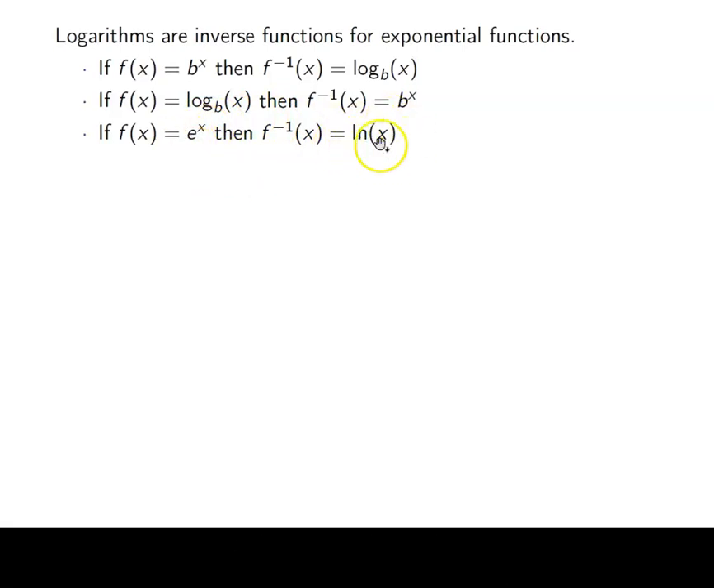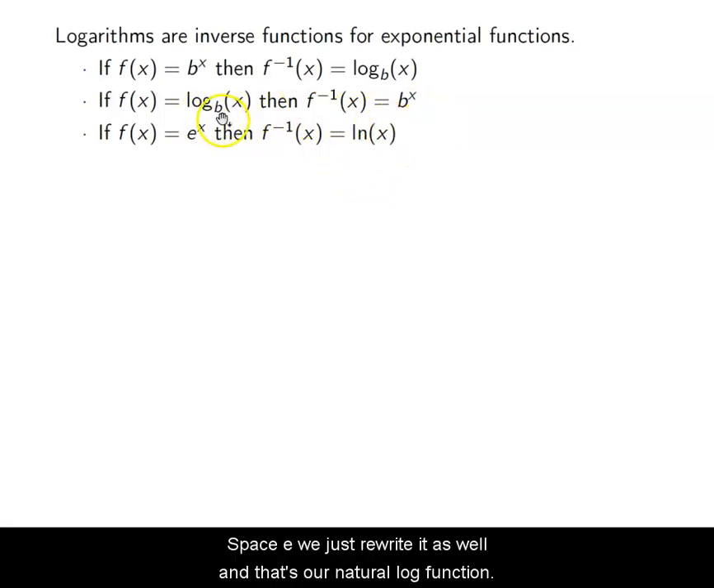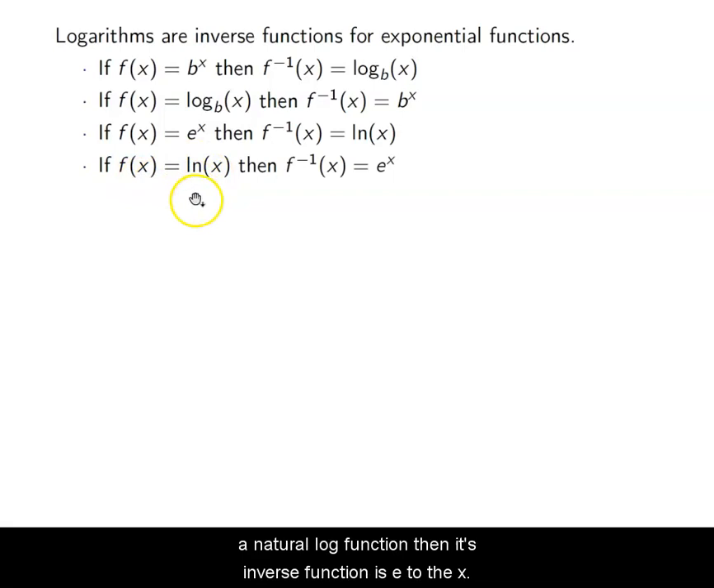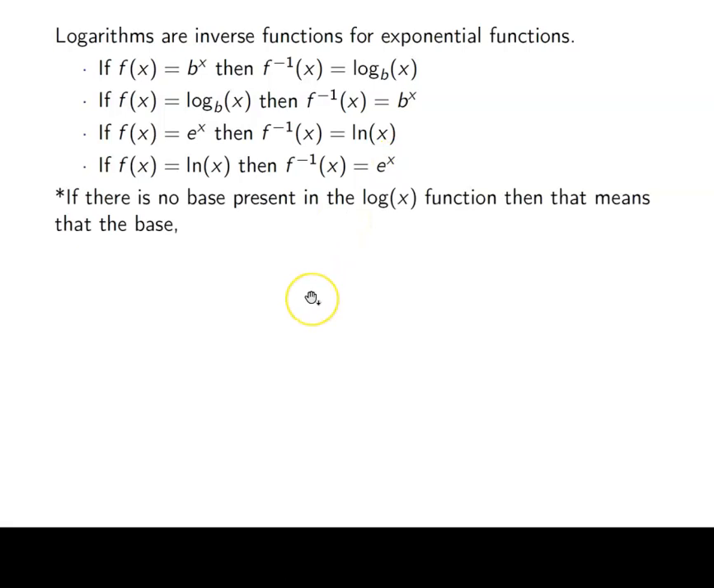This is a French term, logarithmique naturel. So that's why it's ln and not nl. The log base e, we just rewrite as ln. That's our natural log function. Same as before, if our original function is the natural log function, then its inverse function is e to the x. Okay. If we do not see a base present, if there's no b and it's just log of x, then that means our base is the standard base, which is base 10.